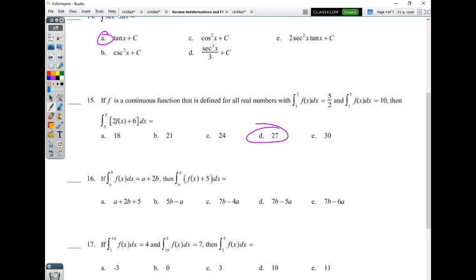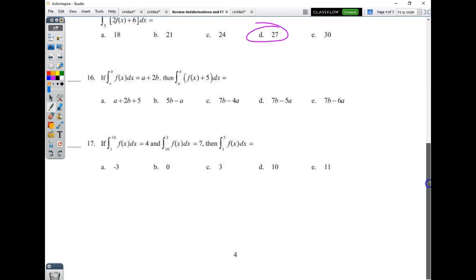Likewise, we can take a look at 16. And when we look at 16, the integral from a to b of f of x dx equals a plus 2b. Just like the previous question, I really want to split that up. The integral from a to b of f of x dx plus the integral from a to b of 5 dx. Well, I already know what this is. This is a plus 2b. Awesome. But what is this other one?